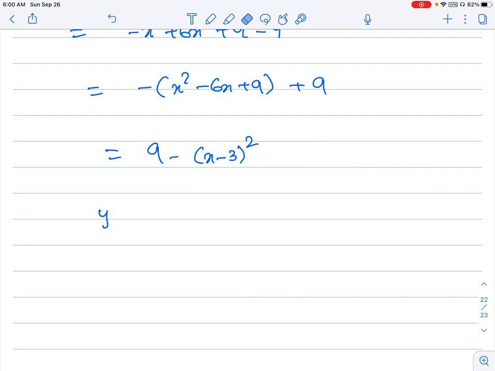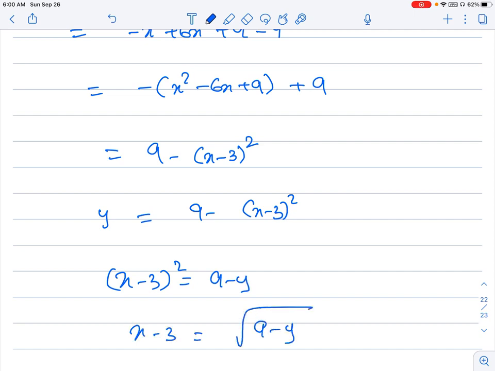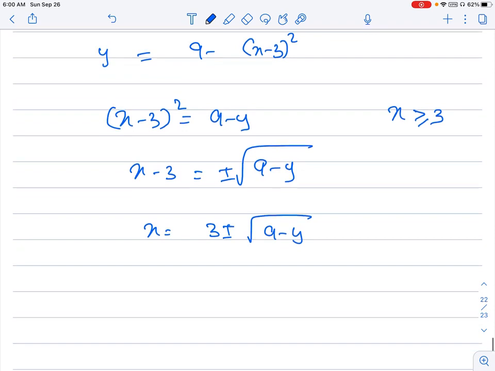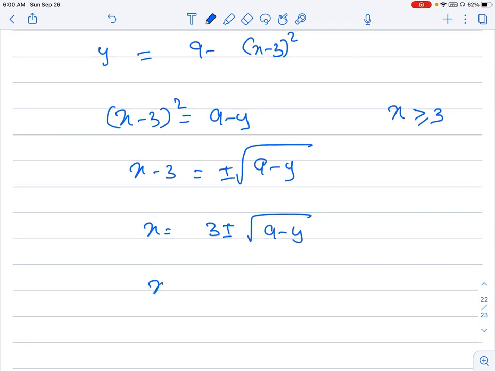So now y is equal to 9 minus (x minus 3) whole squared. Now I make x the subject. So (x minus 3) whole squared is equal to 9 minus y. So x minus 3 is equal to the square root of 9 minus y. I get plus or minus, whenever I find the square root. So x is equal to 3 plus or minus the square root of 9 minus y. But just now I said that x is greater than or equal to 3, so I consider only positive. So x is equal to 3 plus the square root of 9 minus y.